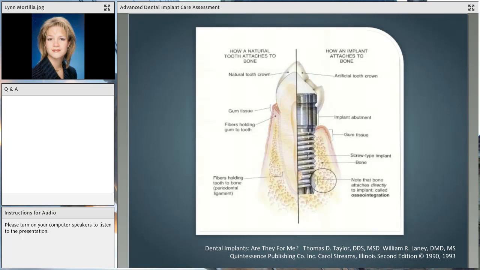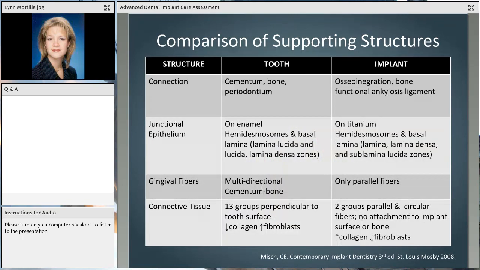You've got tooth root versus metal root in the bone, and you've got some differences in the structure where the tissue forms. We're really going to look at these, and we're going to enhance these images as we walk through the differences. But let's talk a little bit about some of the supporting structures.